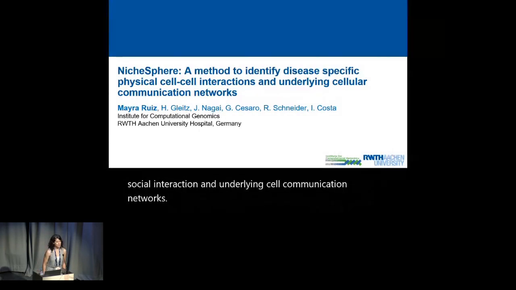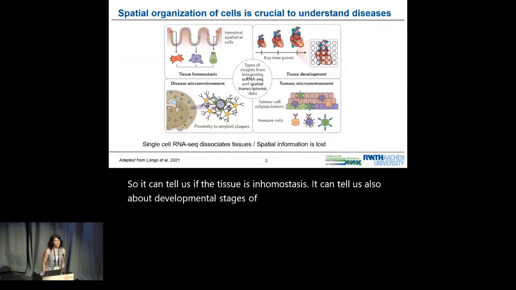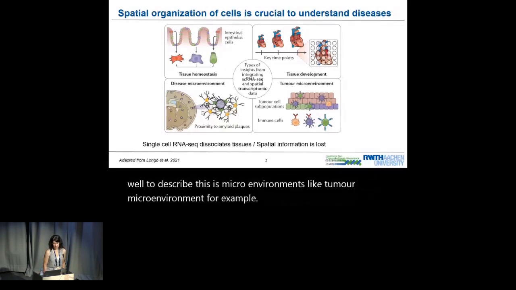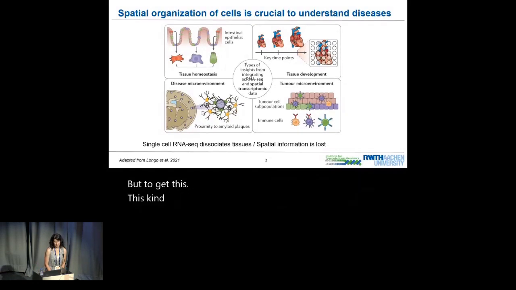So spatial organization of cells is crucial to understand diseases. It can tell us if the tissue is in homeostasis. It can tell us also about developmental stages of tissues, and it can help us as well to describe disease microenvironments, like tumor microenvironments, for example. But to get this kind of insight, single-cell RNA-seq dissociates tissues, so the spatial information is lost. We need to integrate it with other modalities.